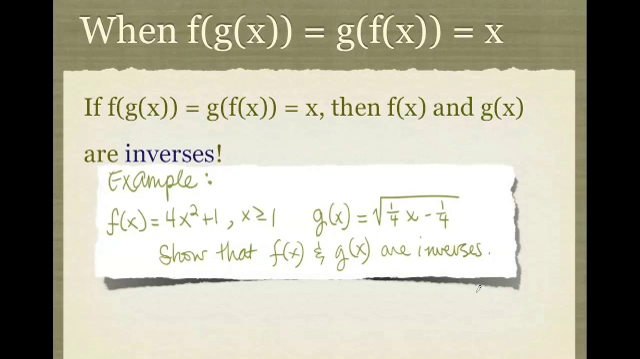Another thing that you need to know about inverses and compositions of functions is that if you have f of g of x and you have g of f of x and they both equal x, then you know that they are inverses of each other. So let's look at an example. That sounds like a whole lot of complicated math, but it's really pretty straightforward. So if f of x equals this and g of x is this, I want to show that these are inverses. I want you to try this on your own paper, but I'm going to help you get started.